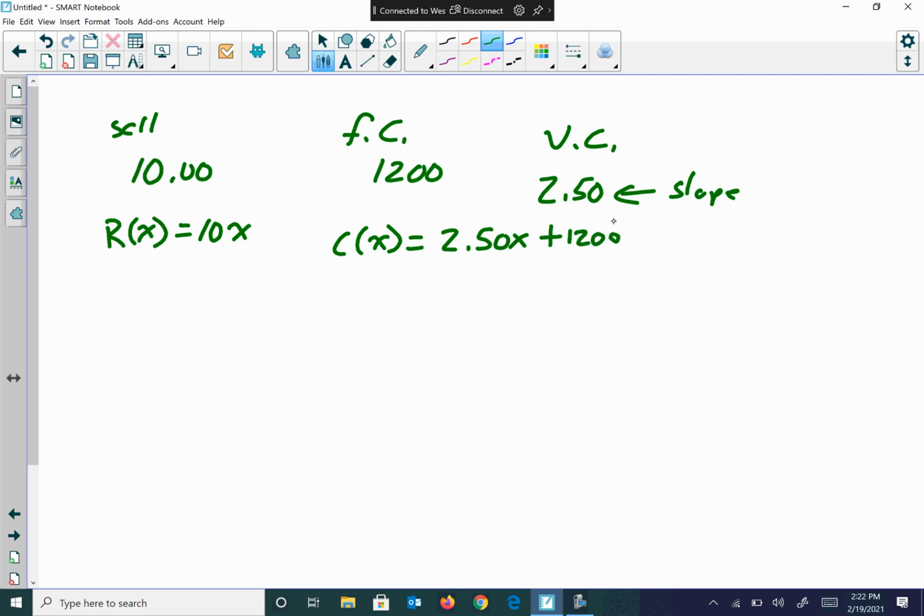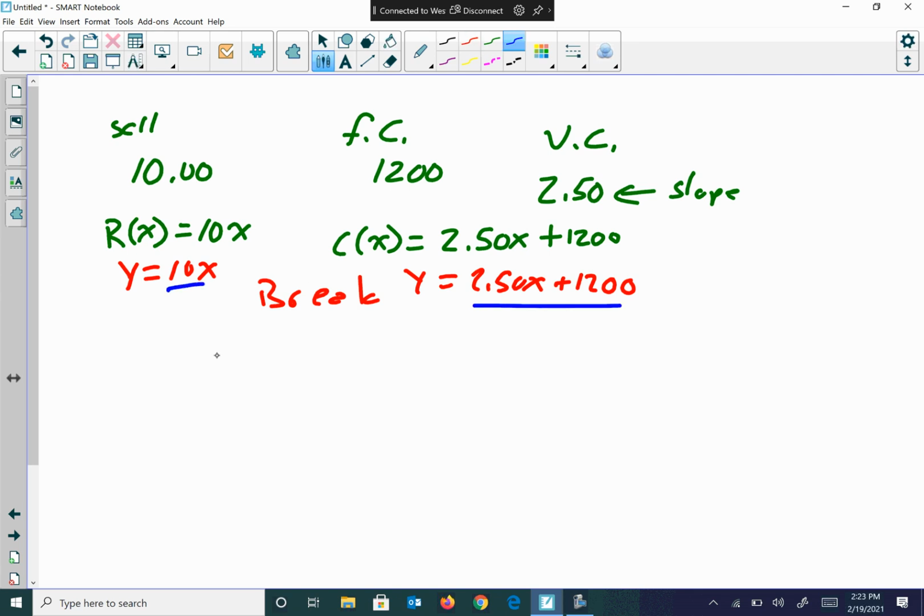So now, if I wanted to figure out the break-even place, I could do this. I have to realize R of x is the same thing as y equals 10x. I have to realize that C of x is also y equals 2.50x plus 1,200. I could go ahead and try and graph them and figure out where they intersect, or I could just take this and this and set them equal to each other.